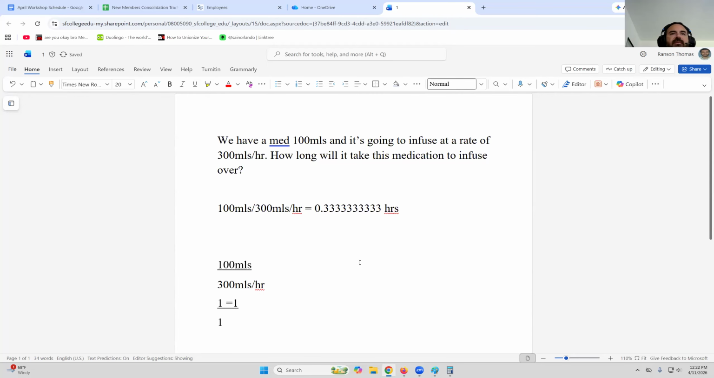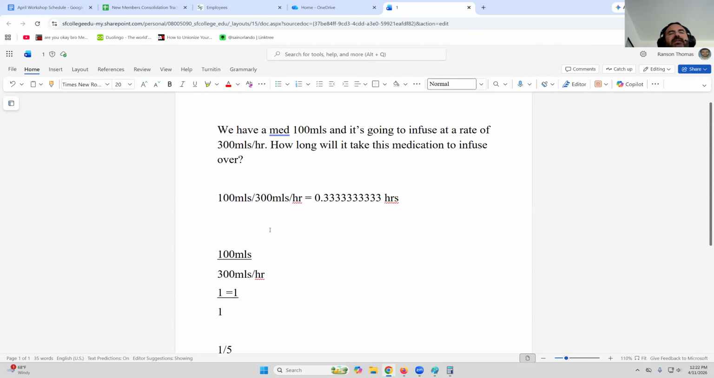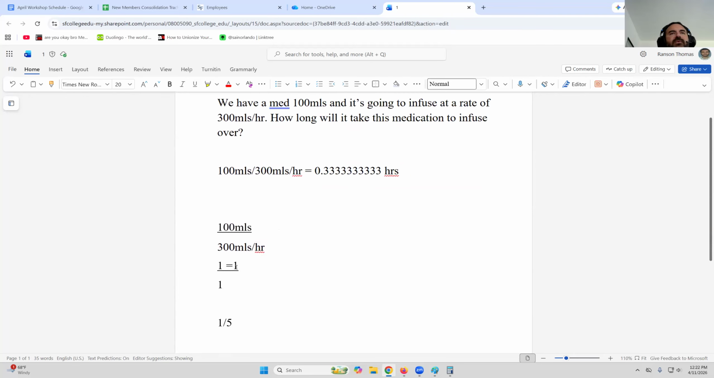If you have 1 over 5, I'm just using the slash to mean over for right now, that's the same as saying 1 divided by 5, which is 0.2, or 1/5, however you want to represent it. So in this case, 1 over 1 equals 1 because it cancels out. 0 over 0 is 0.